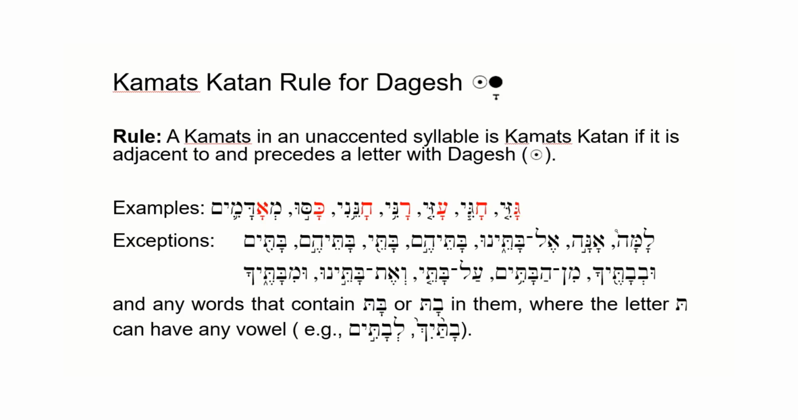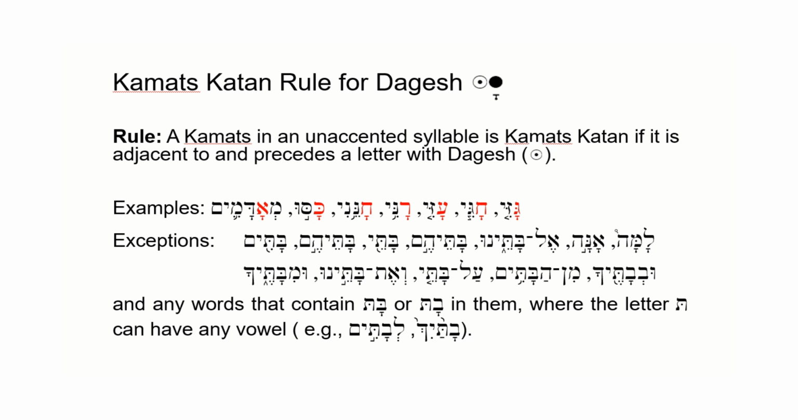The rule for a kamatz followed by a dagesh is as follows. A kamatz in an unaccented syllable is kamatz katan if it is adjacent to and precedes a letter with dagesh. So here we have some examples like Kozi, Hogi, Ozi, Roni, and so on. The red text represents that the Kamatz is Kamatz Katan.